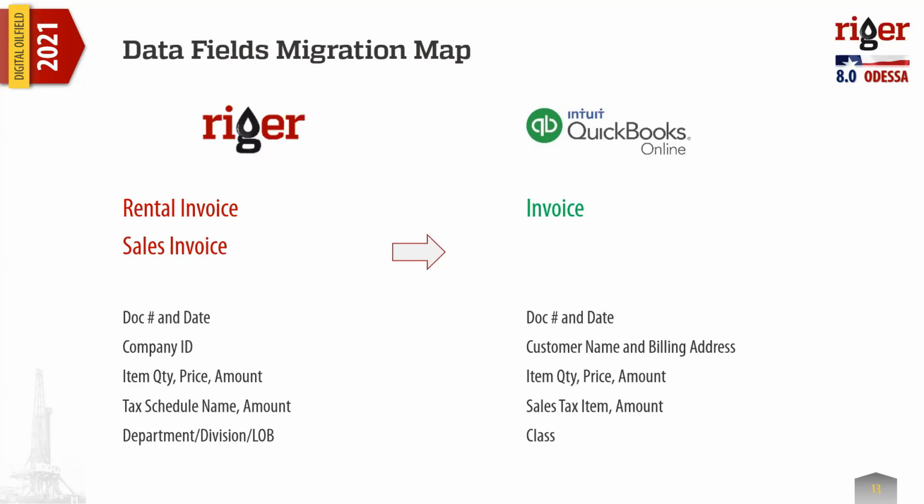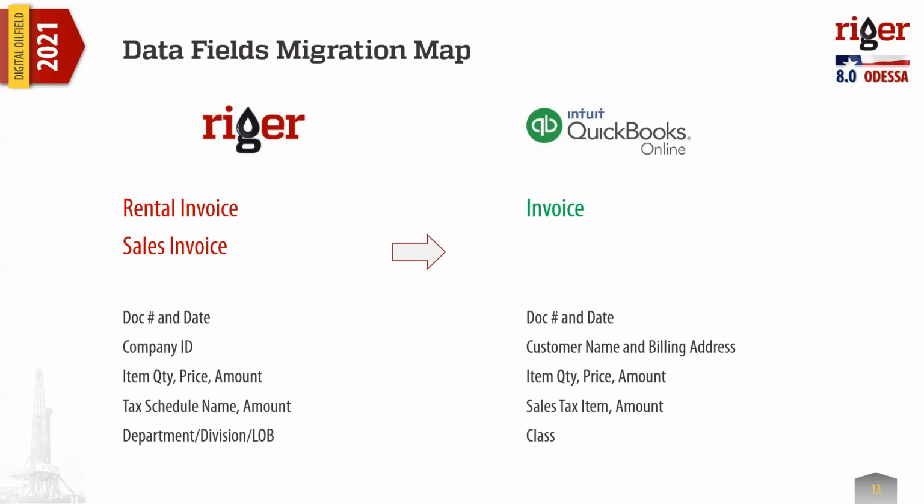And the final portion of the information that will be exported from RigER to QuickBooks Online is the classes information. So in QuickBooks Online, it's just one field, class, but in RigER, you can connect your QuickBooks classes to different dimensions. It can be either department or division or line of business.